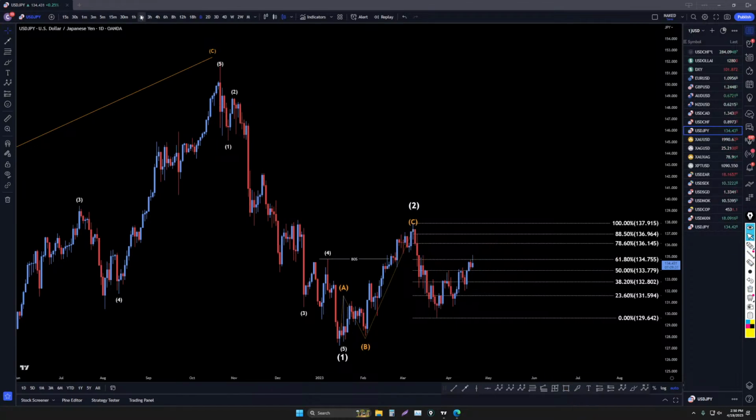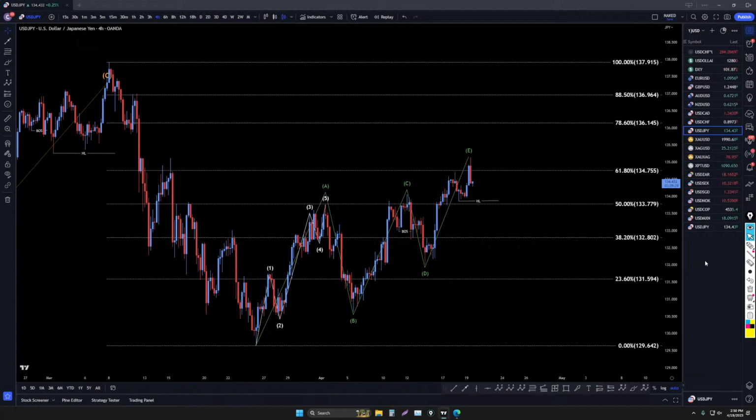So taking it down to the 4-hour time frame, like I already said, this is probably not the most reliable. I made an impulsive move down, and it already looks like it wants to go back up, probably because the yen is trying to push the US dollar yen up. But we do have an impulsive move down.